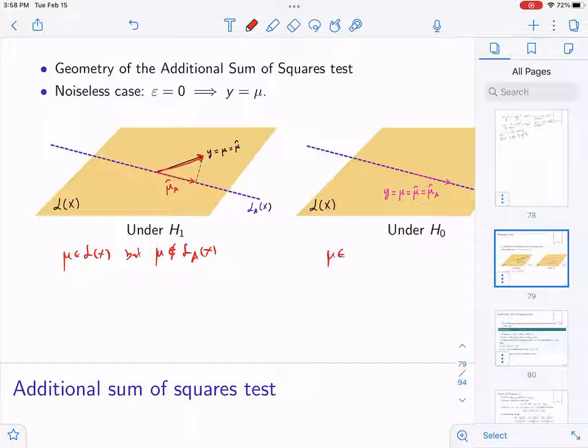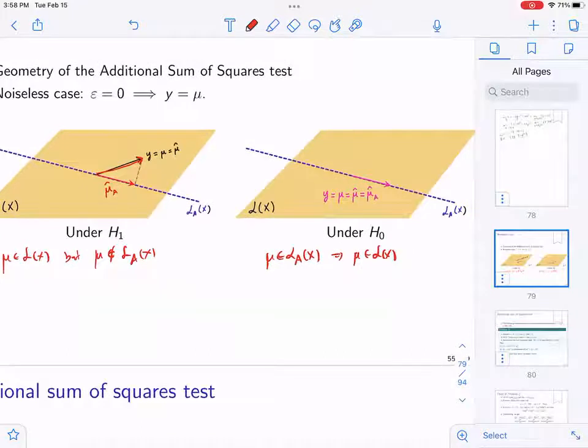If mu is in L_A of x, which then implies that mu is also in L of x, we're under the null. So y is also equal to mu. Now, when I project onto both subspaces, I get back the same thing, which is y, because y is in the smaller of the 2, and projections onto either one would be itself. So in this case, mu hat and mu hat A are equal. The difference is 0. So based on the difference mu hat minus mu hat A, you can tell these 2 cases perfectly apart.